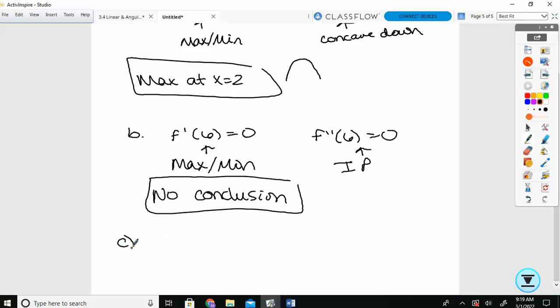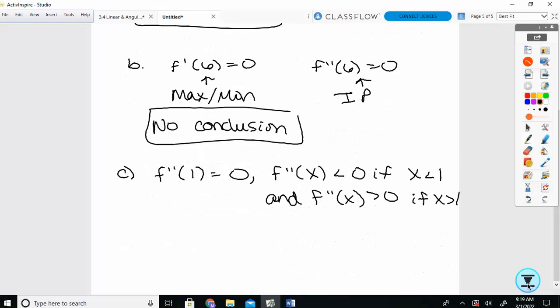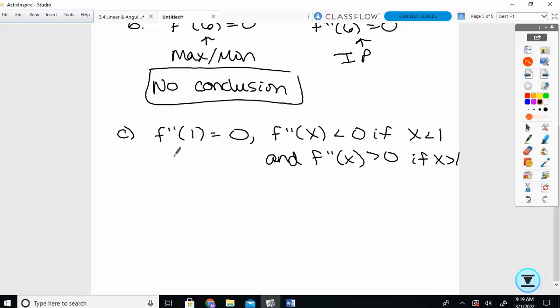I'm going to give you another one. These are tricky. So let's say I told you that the second derivative is 0. Alright. So second derivative equals 0. What does that mean is happening at 1?